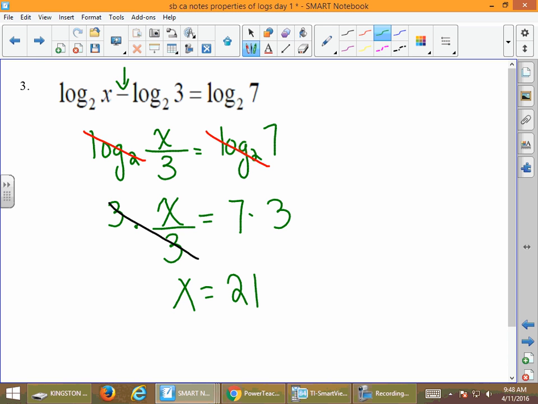And finally, we need to go back and check. Do we have extraneous solutions? Well, the only place that we're looking is right here at the first part of our equation. If we put 21 back into our function, will it be positive? Yes, it will be positive. We do not have an extraneous solution.